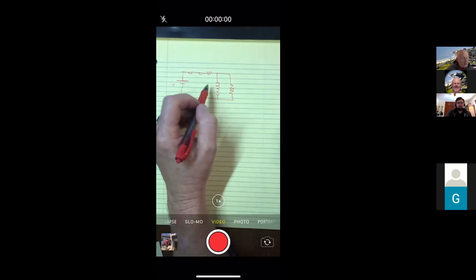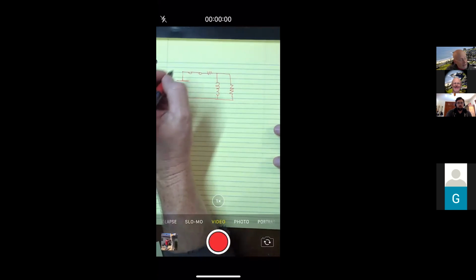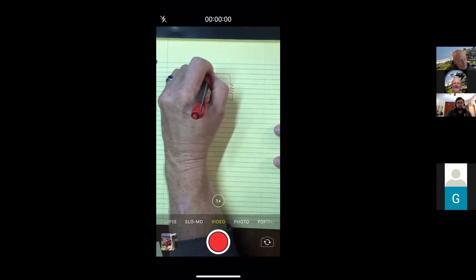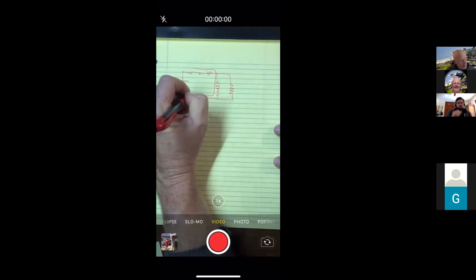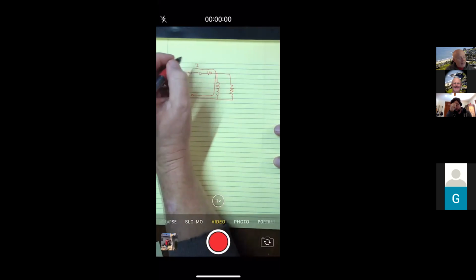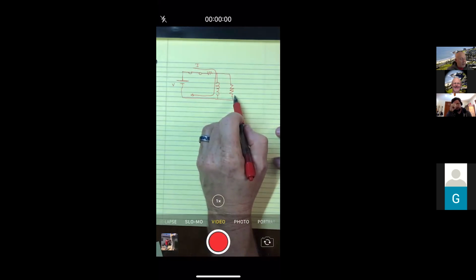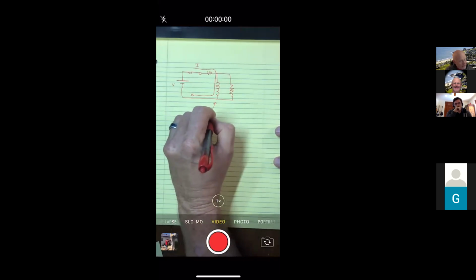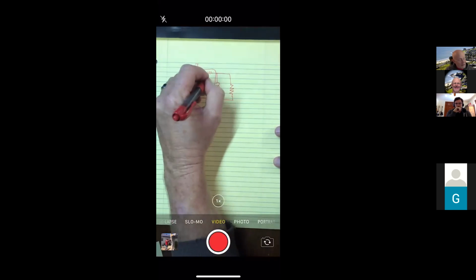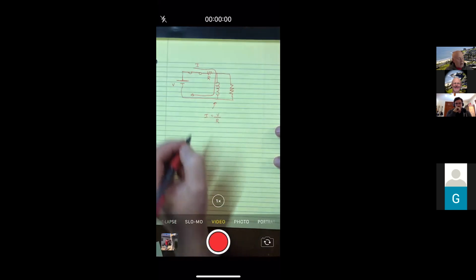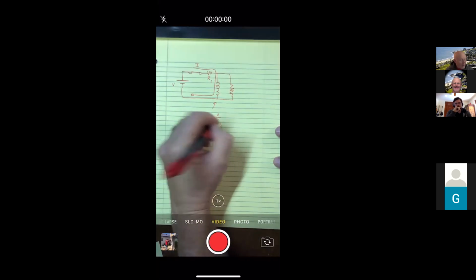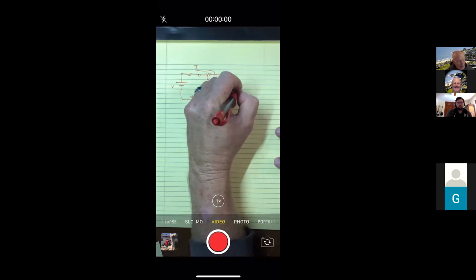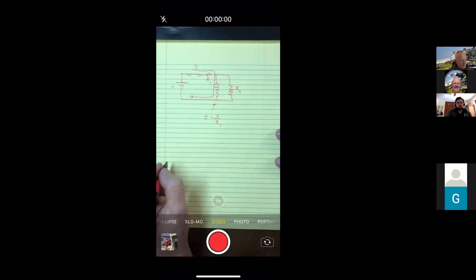If you had that closed for a long period of time, the current would go through this first resistor, through the inductor, and then back to the battery. It would not go through here. And so this would establish a current of V divided by this R, call it R1. And nothing would be going through R2.